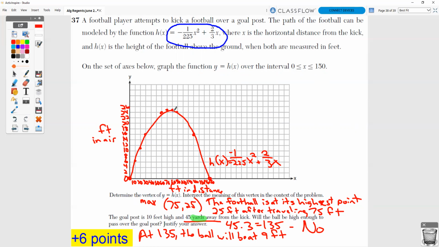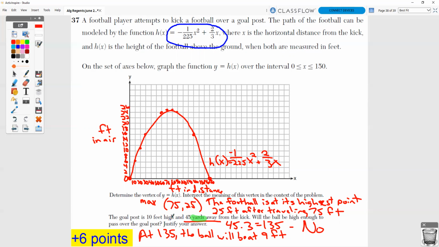Determine the vertex. The vertex is your max or your min. For the max or min in this one, remember you can do second and calc and do it. That is 75, 25. That's your max. And interpret the meaning of that. The football is at its highest point at 25 feet after traveling 75 feet. So you had to say that 25 was the highest point after traveling 75 feet.